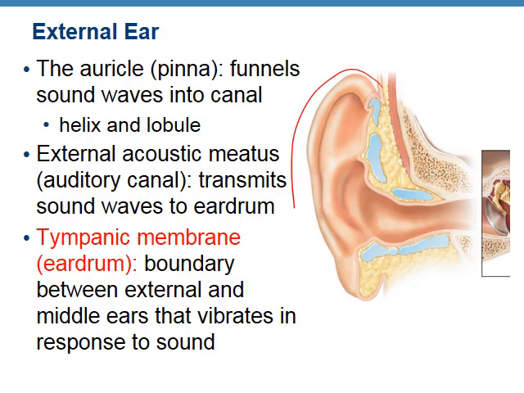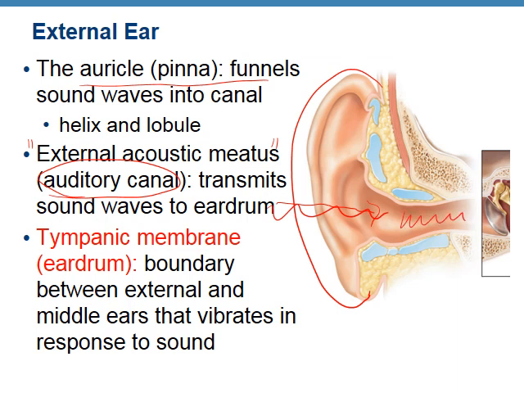We can see here that the ear serves as a funnel, right? So the auricle, or the pinna, funnels the sound waves into the auditory canal, sometimes referred to as the external acoustic meatus. The sound waves are being funneled into the auditory canal, and they're causing the tympanic membrane in the middle ear to vibrate. The tympanic membrane is the boundary between the external and the middle ear, and it vibrates in response to sound.